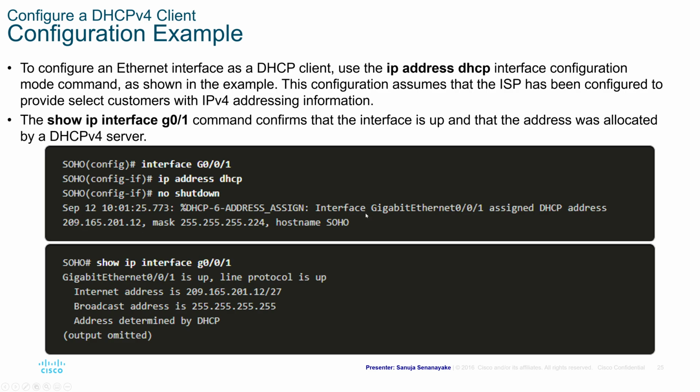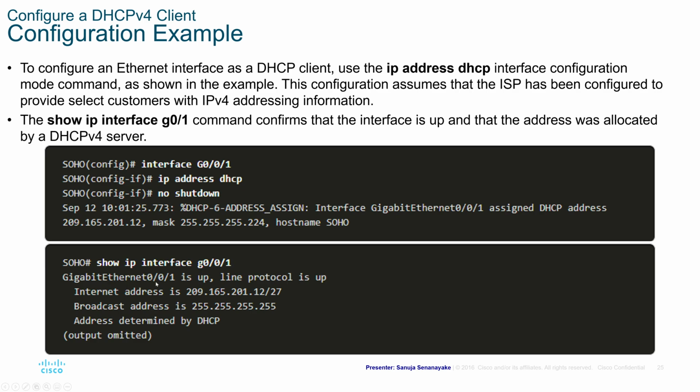And right here, the Cisco IOS is providing a useful message saying that it is up and it is ready to go, and it's going to be set as exactly what we have defined here. It's going to be a DHCP client. Next, we can run the show ip interface G0/0/1 command.